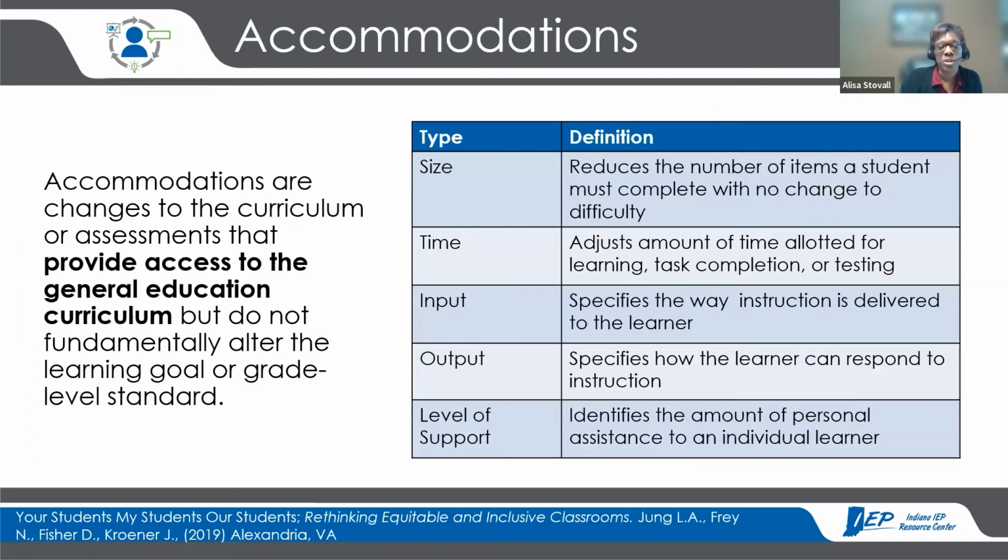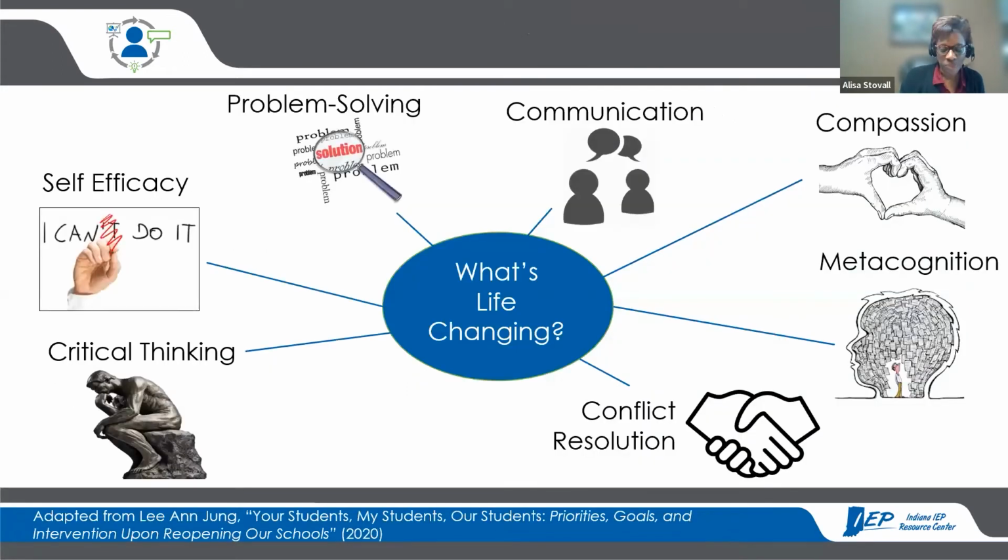And then accommodations. This is another chart to help us think through what kind of input or output or levels of support we might provide to students. So some resources for you to take a closer look at later. But then what we need to really think about: we have a hypothesis, we've got some ideas for areas to work with the student, but there are so many needs and so little time.